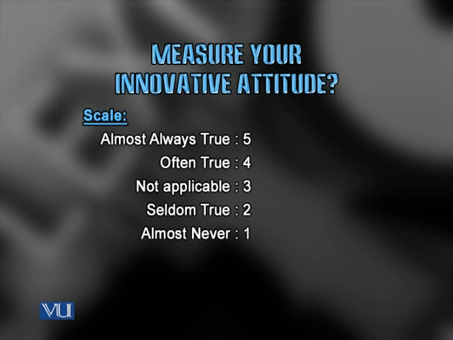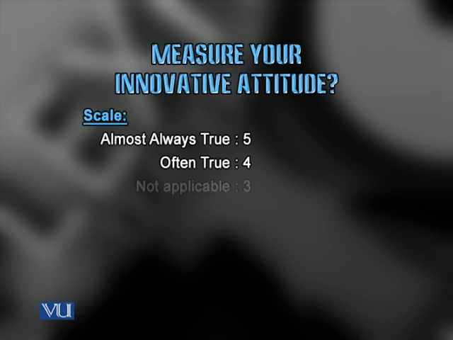1 होगा अगर ये स्टेटमेंट बिल्कुल ट्रू नहीं है आपके बारे में. कभी कभी ट्रू हो जाती है, 2. ये स्टेटमेंट आप पे एप्लीकेबल ही नहीं है, 3. 4 होगा कि often it is true description of your attitude. And number 5, you will give to yourself if it is almost always true. So are you ready then?